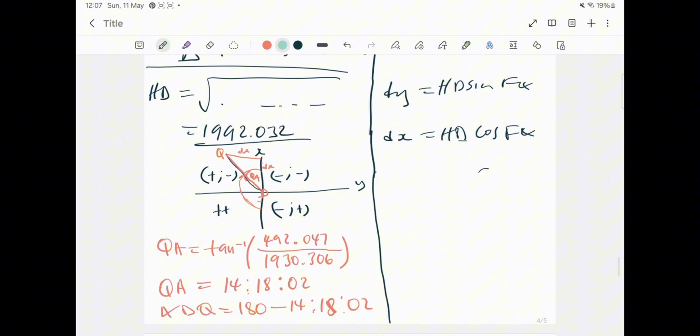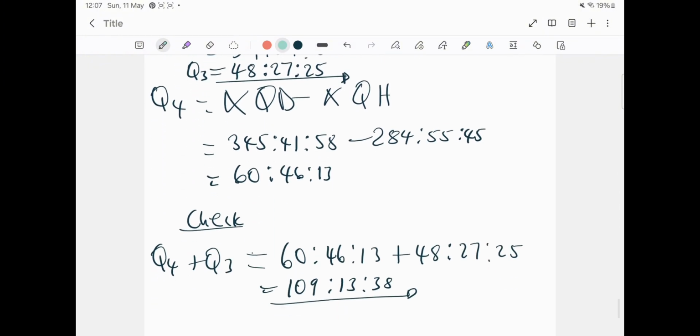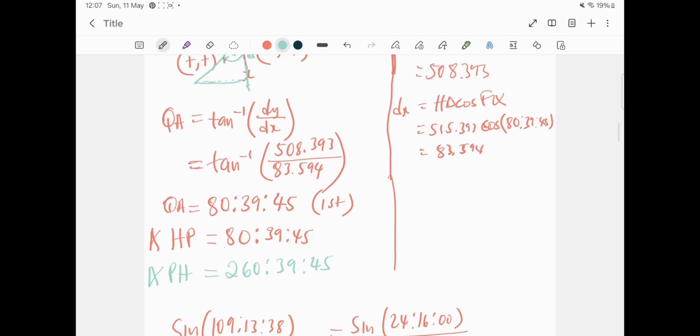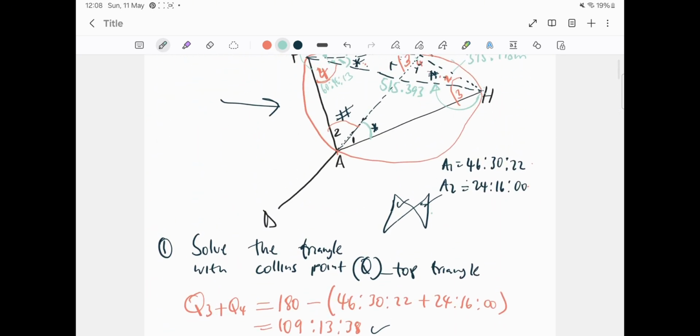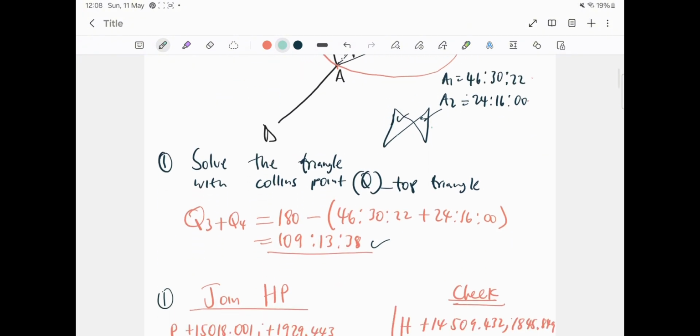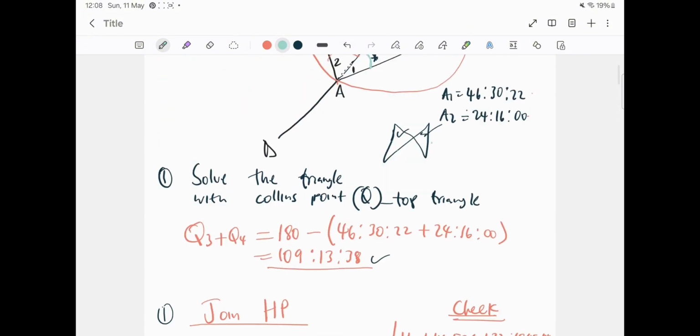Excuse me, 60, 46, 13. The 3, we found it as 48, 27, 25. So it's 48, 27, 25. So now let's do our magic there. We're gonna find each of the sides. Then after triangulating, we can find that point A, the one that we're looking for.